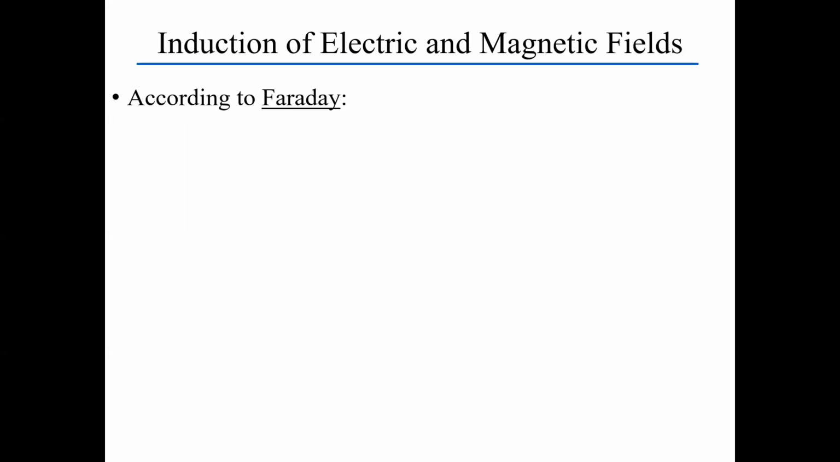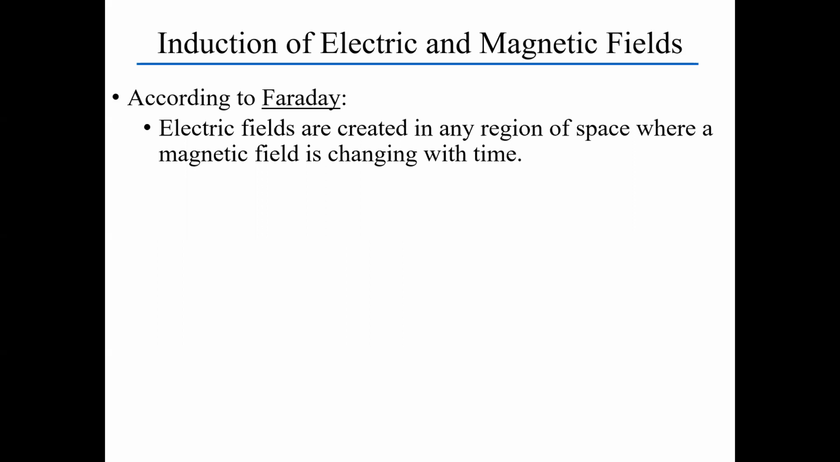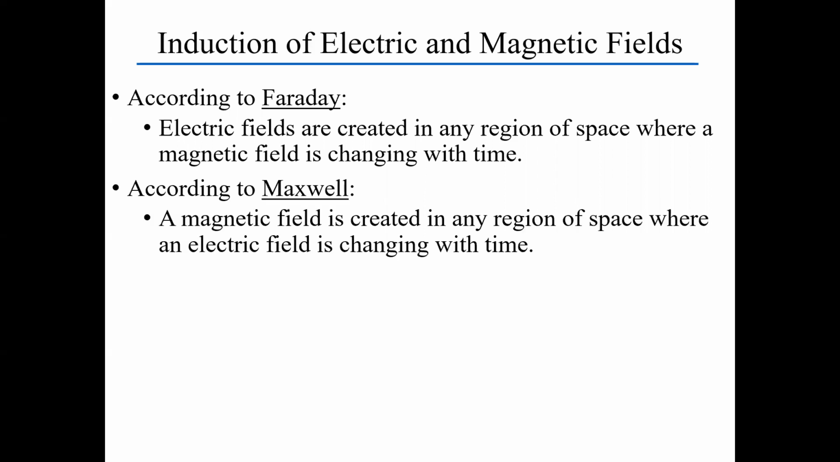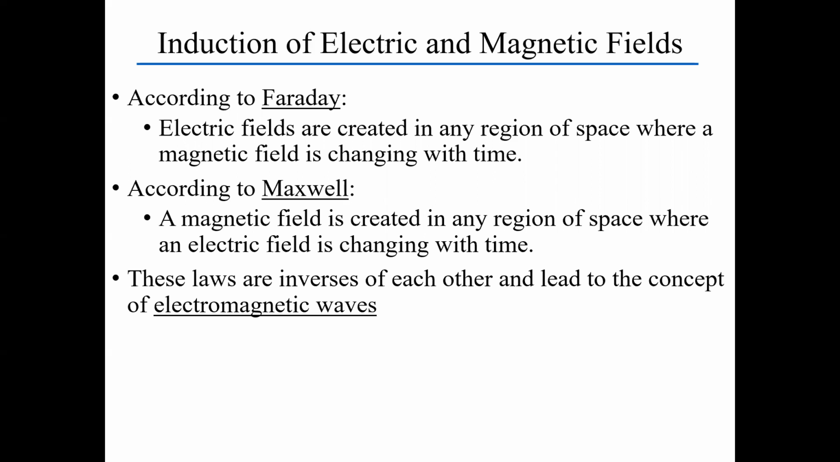Now, induction of electric and magnetic fields in simple terms: one of the basic concepts it follows is Faraday's law. Electric fields are created in any region of space where a magnetic field is changing with time. In terms of Maxwell, a concept we will introduce next, a magnetic field is created in any region of space where the electric field is changing with time. These laws are inverses of each other and lead to the concept of electromagnetic waves.